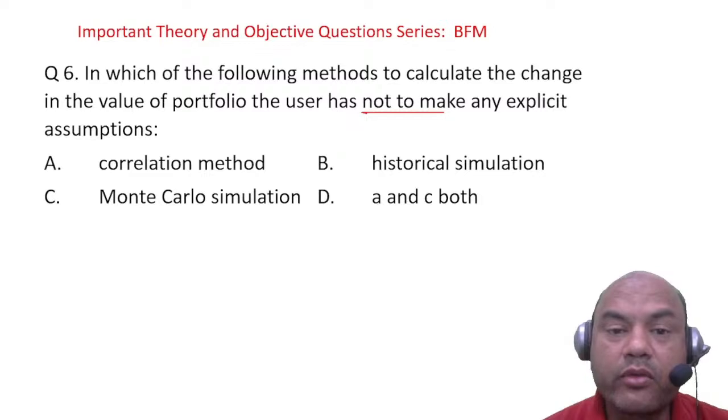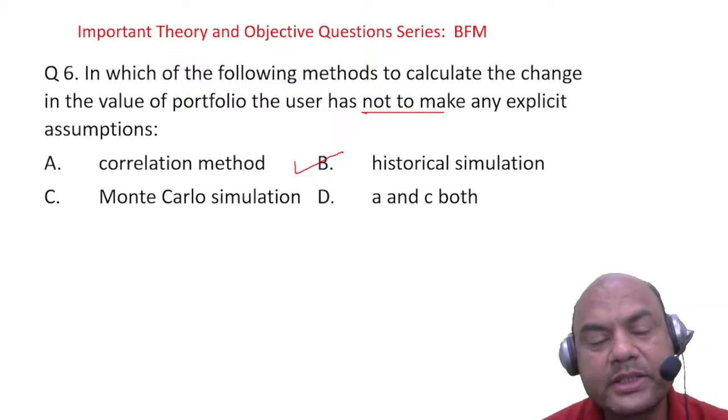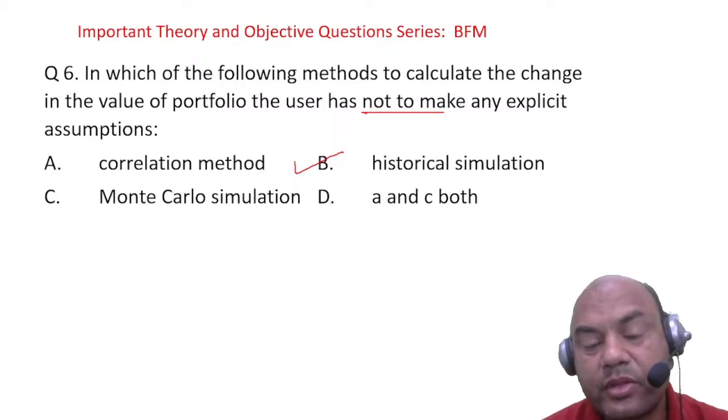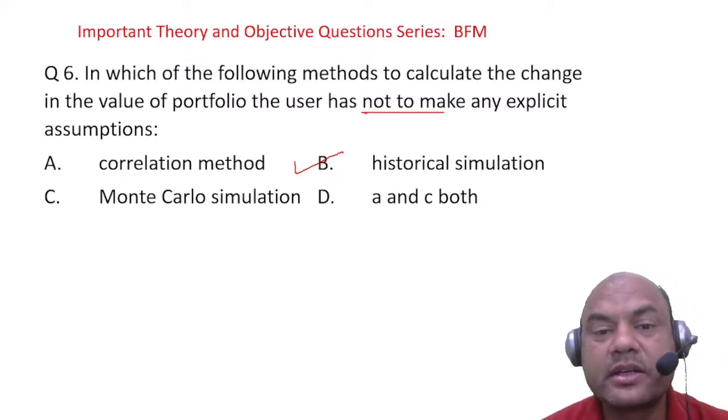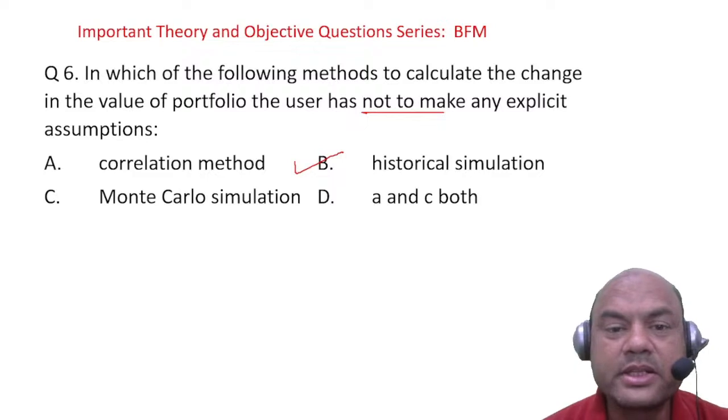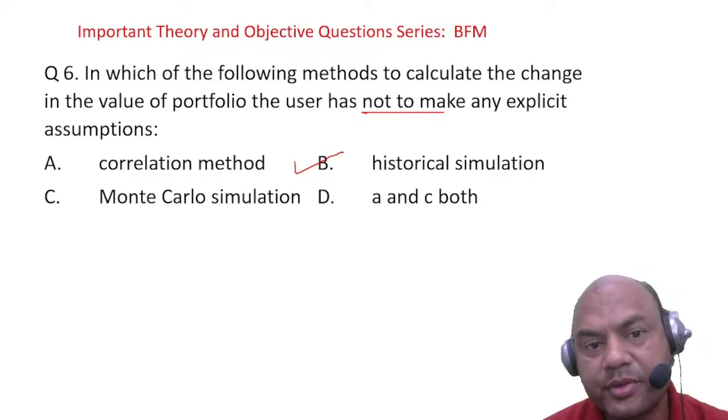But now we are talking about only facts, no assumptions. So no assumptions is a part in history. In history, do you make any assumption? No, right? So B is historical simulation. This is the answer. In historical simulation, the user does not have to make any explicit assumptions. Okay?